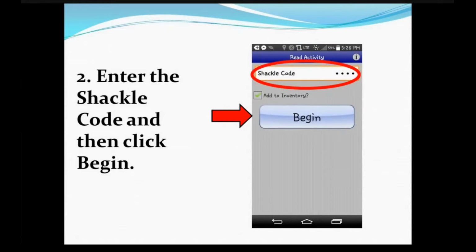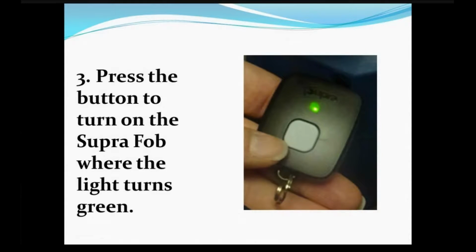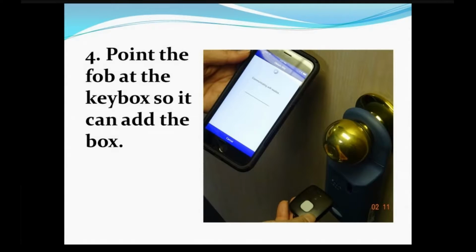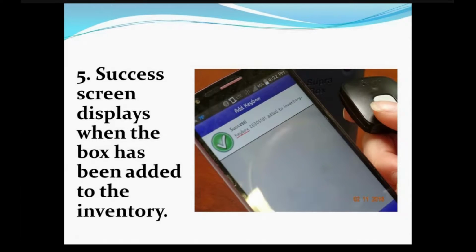All right, there's that wonderful picture again. You're going to push the button on that fob so it's pointing directly at that box, so the two can communicate with one another. Now there's another step. Now it's going to give you success, telling you that this has now successfully been added to your inventory. Now with that being said, in your inventory, we're going to do another poll question.